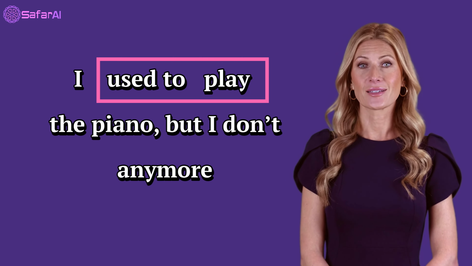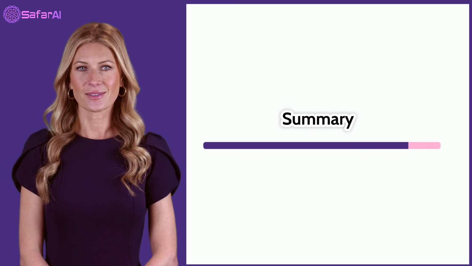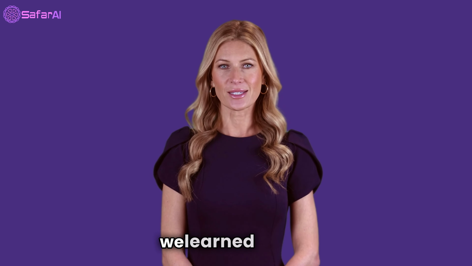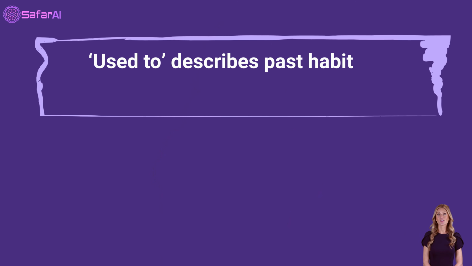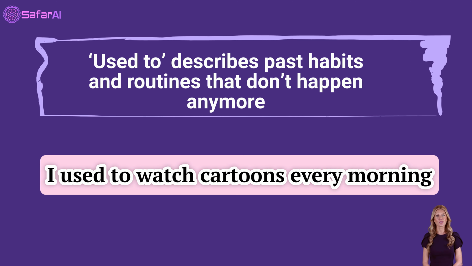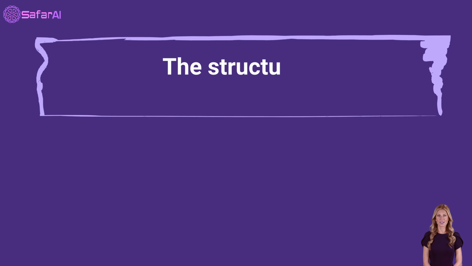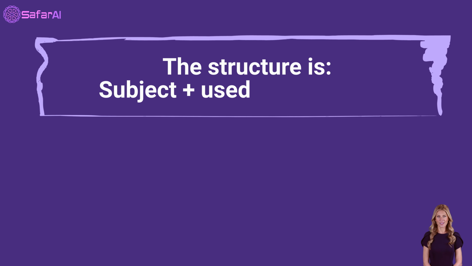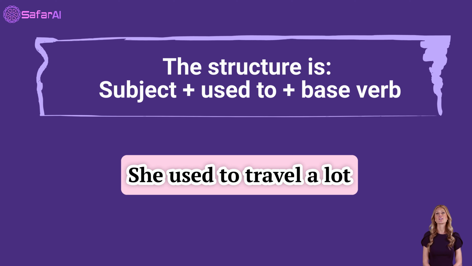Well done. Summary. Let's review what we learned today. "Used to" describes past habits and routines that don't happen anymore. I used to watch cartoons every morning. The structure is subject, then "used to," then base verb. She used to travel a lot.